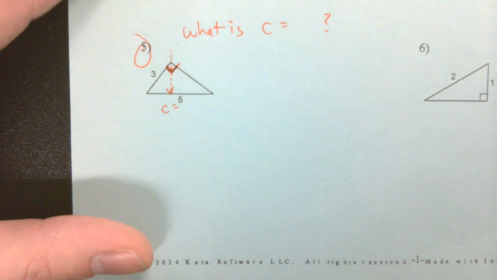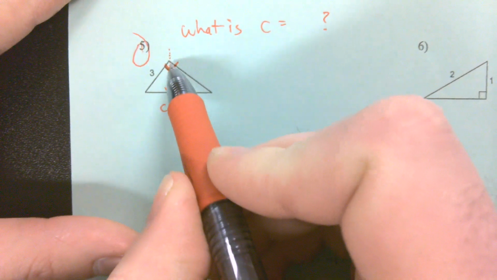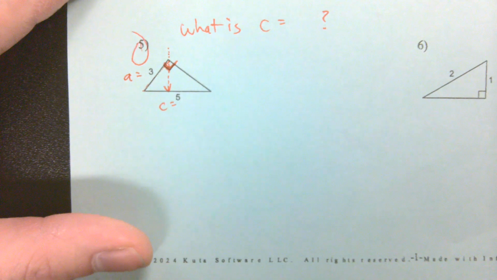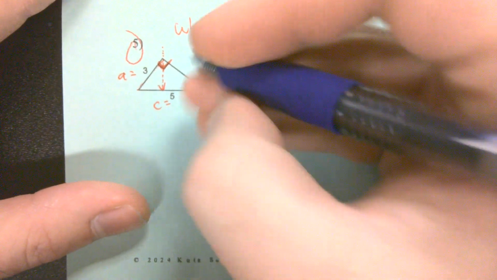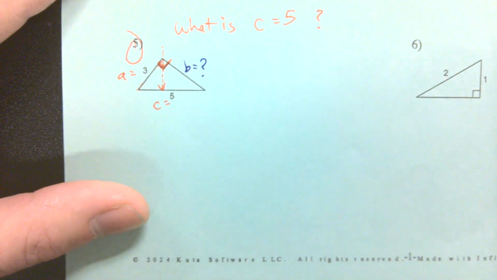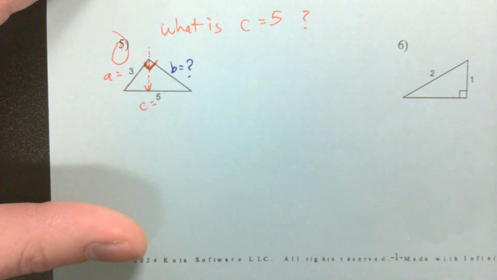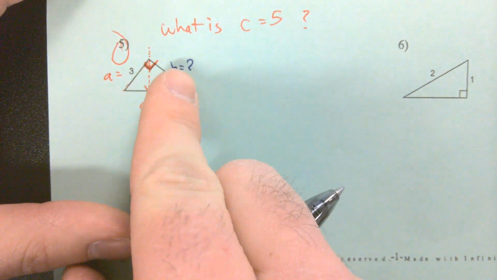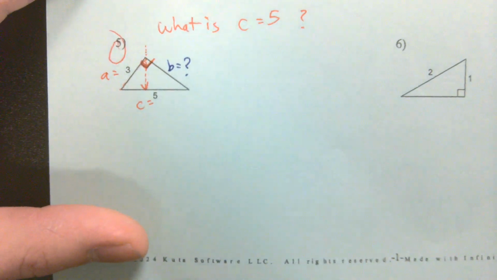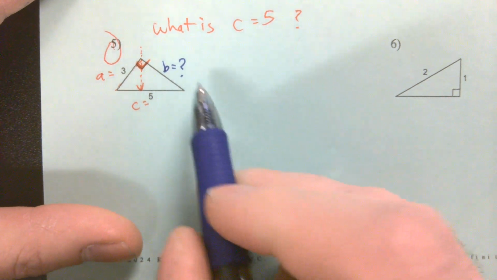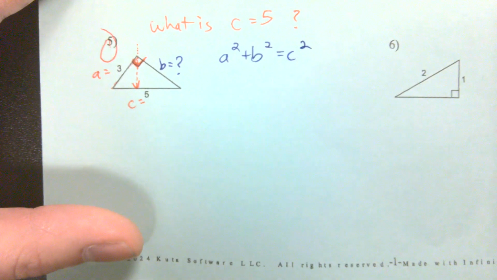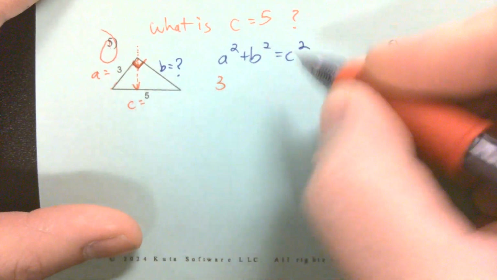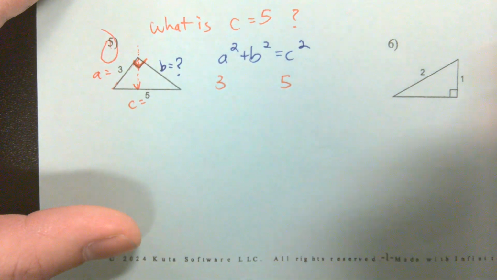All right? Which means that 3 must be one of my legs. I'm going to call that A. Which means this unknown side here has got to be B. That's what I'm going to be solving for, is B. Now you could have called 3 B and solved for A. Doesn't really matter either way. You'll get the same number. So I take my Pythagorean theorem, A squared plus B squared equals C squared. I'm going to plug in 3 for A, 5 for C.